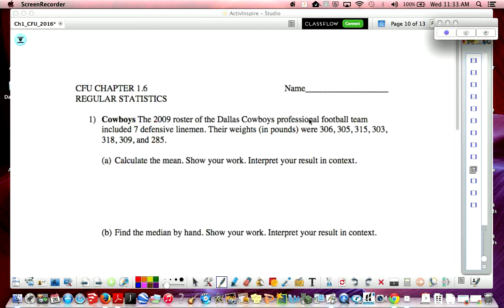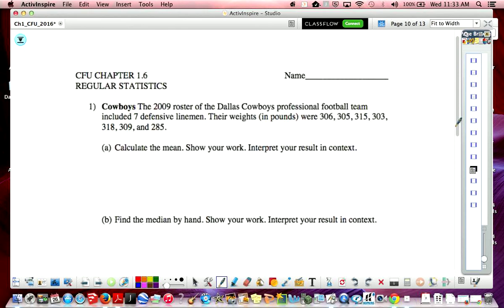Take a look at your CFU 1.6, where we're now going to take a look at specific measurements of center, mean and median, and also take a look at how we calculate outliers and how the mean and median are affected by certain data points. So, first of all, let's take a look at question 1 here.